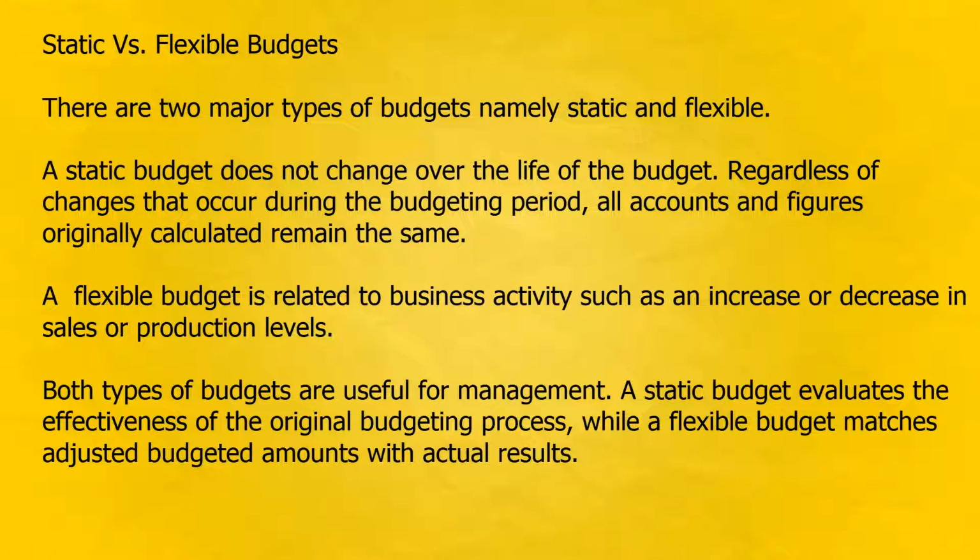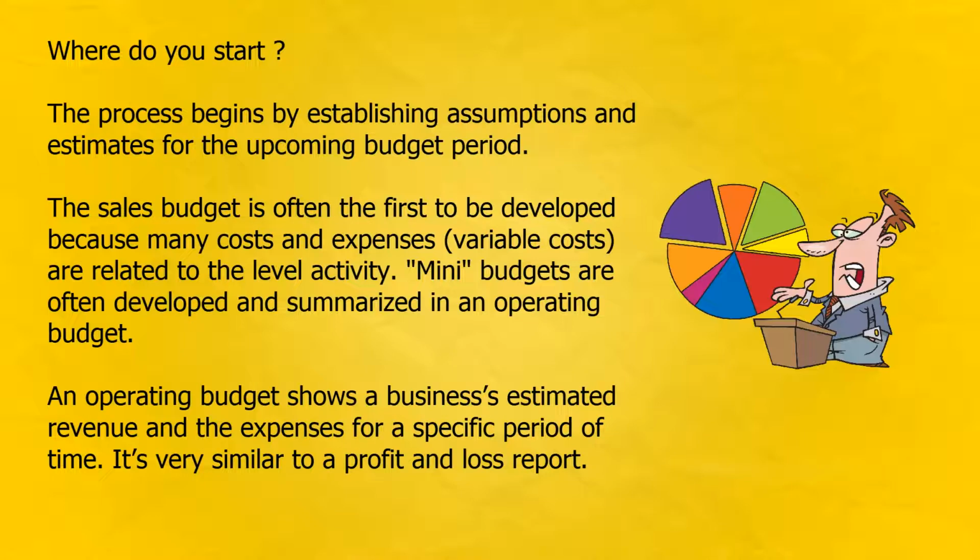Both types of budgets are useful for management. A static budget evaluates the effectiveness of the original budgeting process, while a flexible budget matches adjusted budgeted amounts with actual results. Where do you start? The process begins by establishing assumptions and estimates for the upcoming budget period. The sales budget is often the first to be developed because many costs and expenses, variable costs, are related to the level of activity. Mini-budgets are often developed and summarized in an operating budget. An operating budget shows a business's estimated revenue and the expenses for a specific period of time. It's very similar to a profit and loss report.